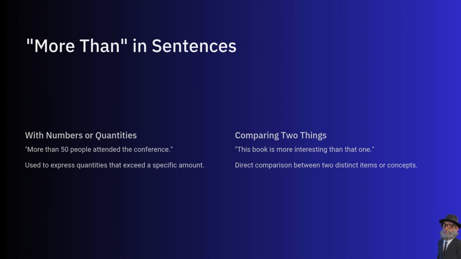"More than" in sentences, with numbers or quantities. "More than 50 people attended the conference." Used to express quantities that exceed a specific amount. Comparing two things: "This book is more interesting than that one." Direct comparison between two distinct items or concepts.